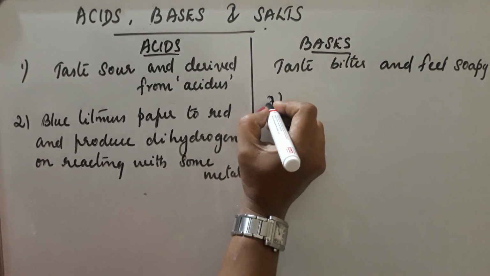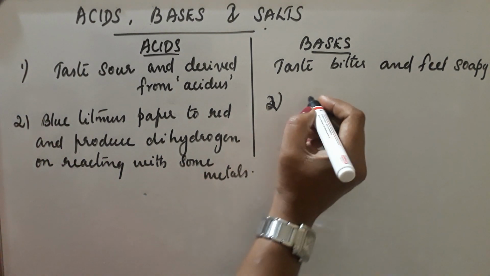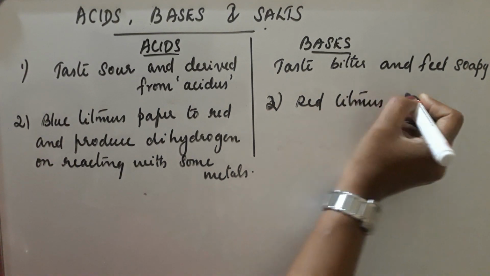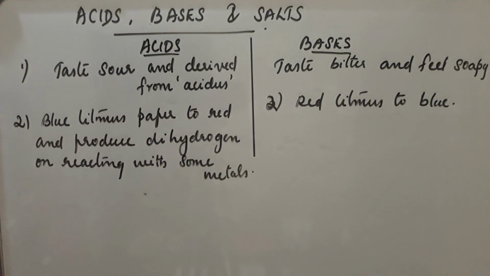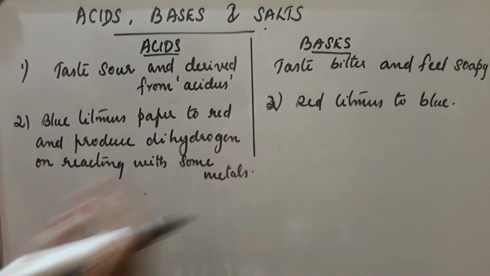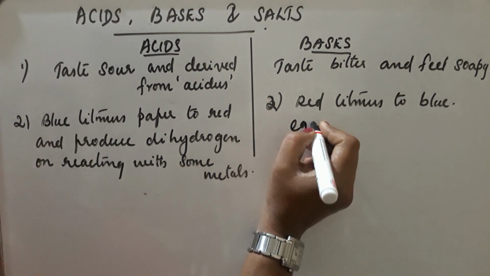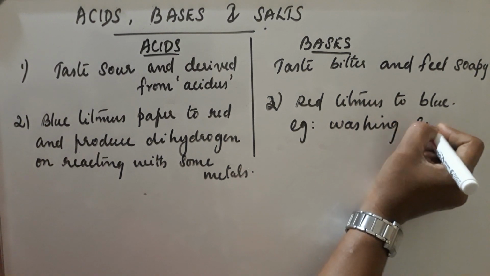Now, bases. Bases are substances which turn red litmus blue. So, acids turn blue litmus paper to red and bases turn red litmus paper to blue. Examples: washing soda.